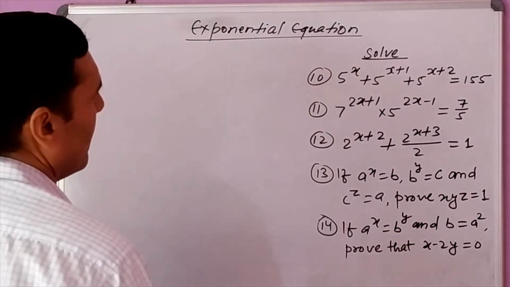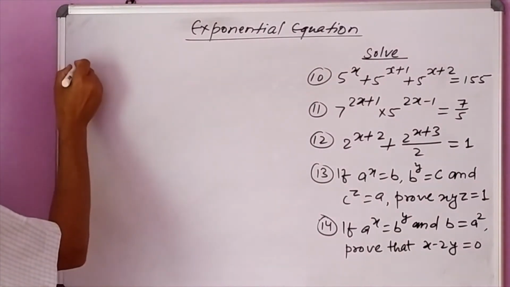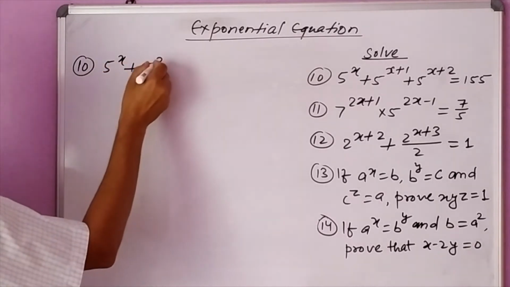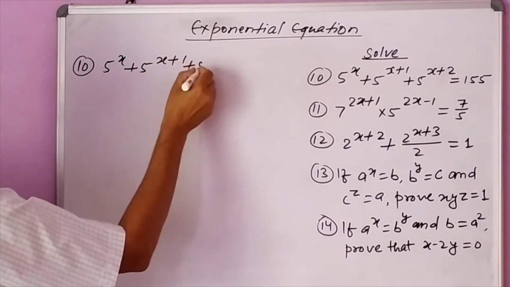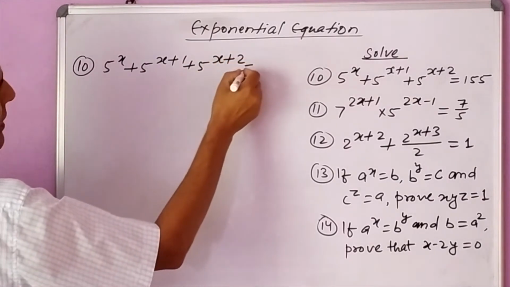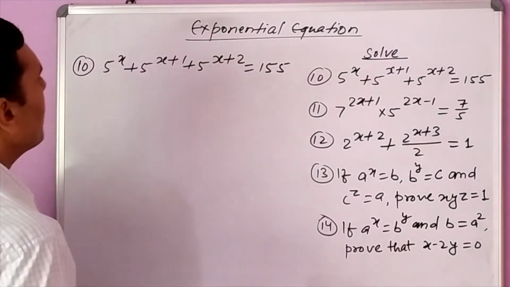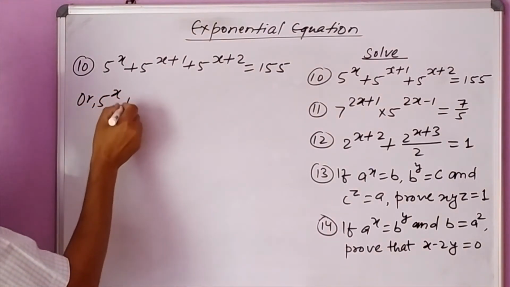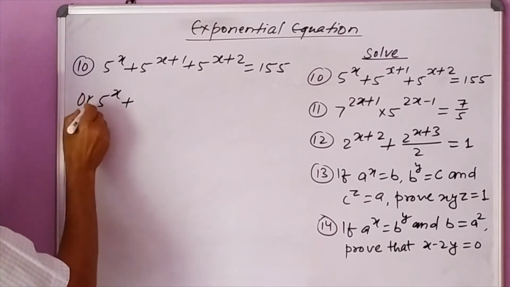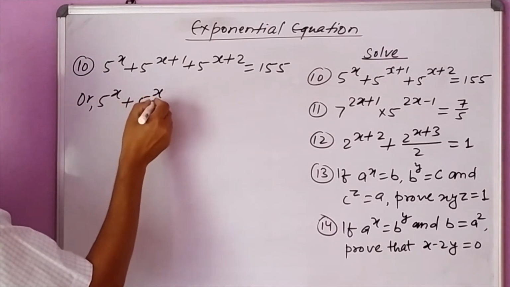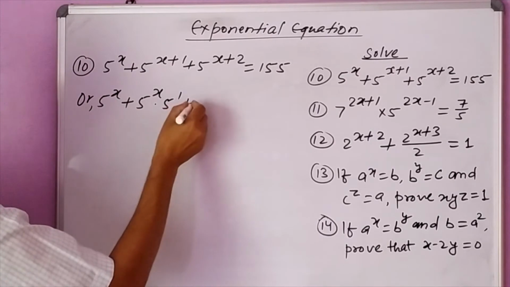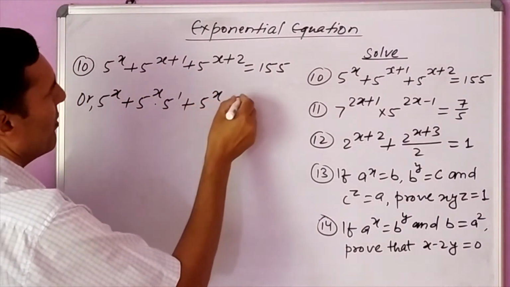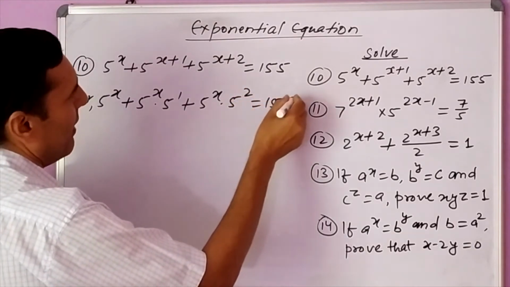So our first question here, question number 10, is 5 to the power x plus 5 to the power x plus 1 plus 5 to the power x plus 2 is equal to 155. For this question, 5 to the power x as it is, this 5 to the power x plus 1 can be written as 5 to the power x into 5 to the power 1. Similarly, 5 to the power x plus 2 can be written as 5 to the power x into 5 to the power 2, is equal to 155.